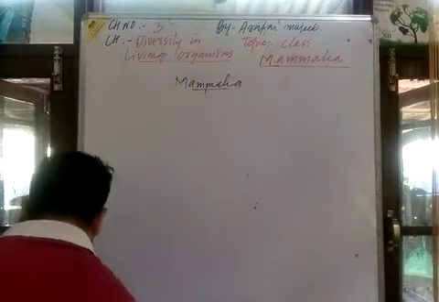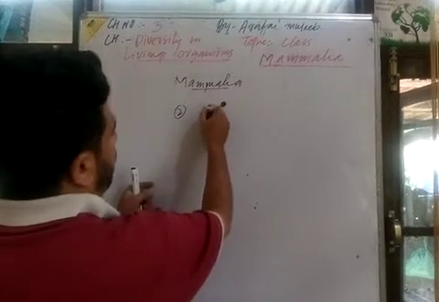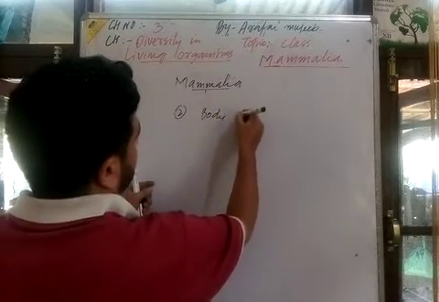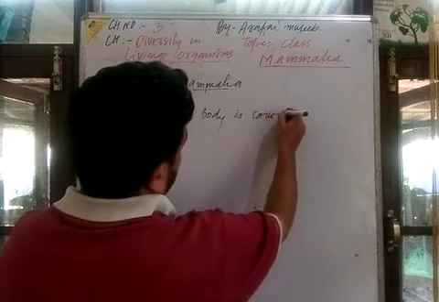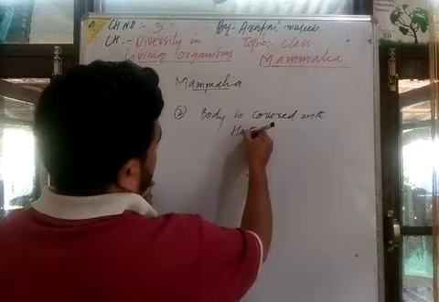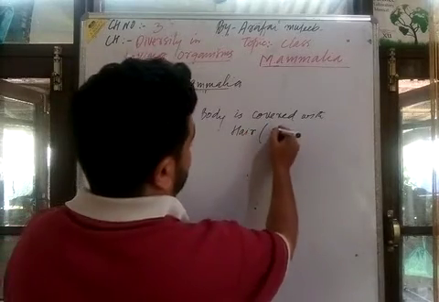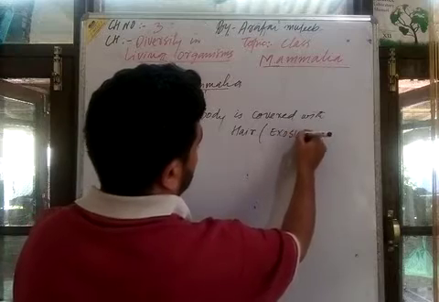Now the second feature of the class Mammalia is that the body is covered with hair. What is hair? It is body hair. You know that body hair represents the exoskeleton.